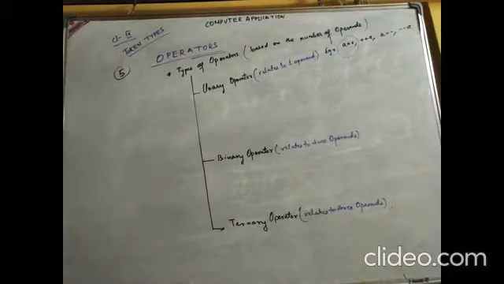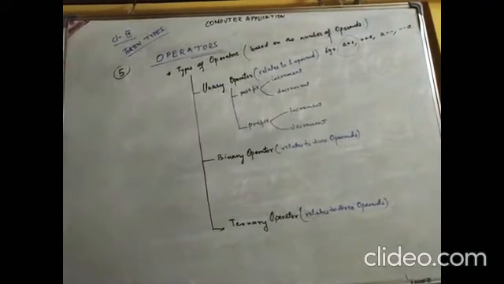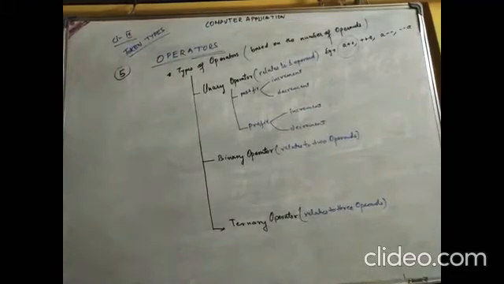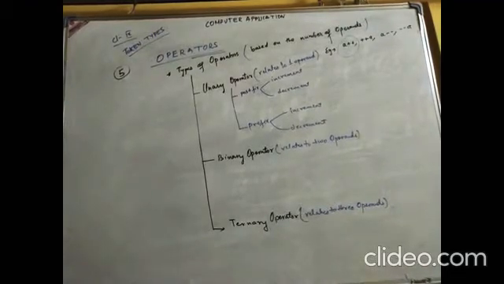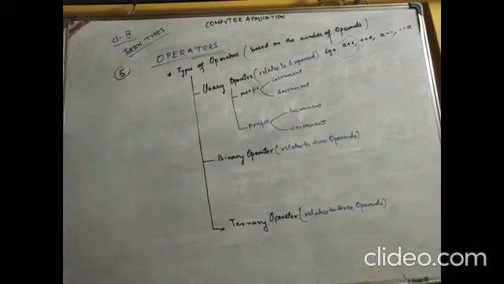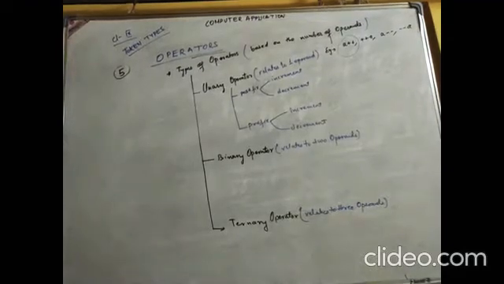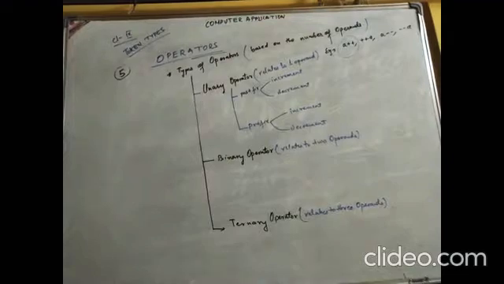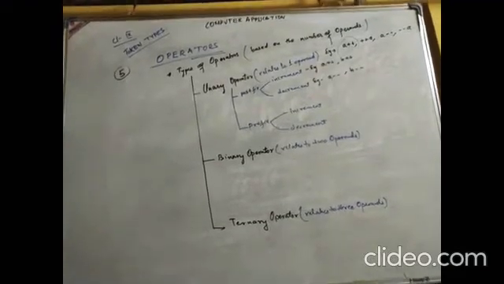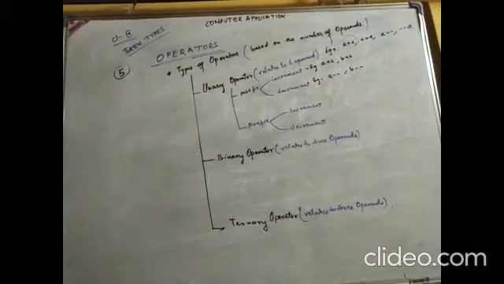The types of unary operator. Unary operators are basically 4 types: postfix increment, postfix decrement, prefix increment, prefix decrement operators. These are the 4 types of unary operator. Postfix means the addition or subtraction will be done later on. An example for postfix increment is a plus plus, and for decrement it is a minus minus.